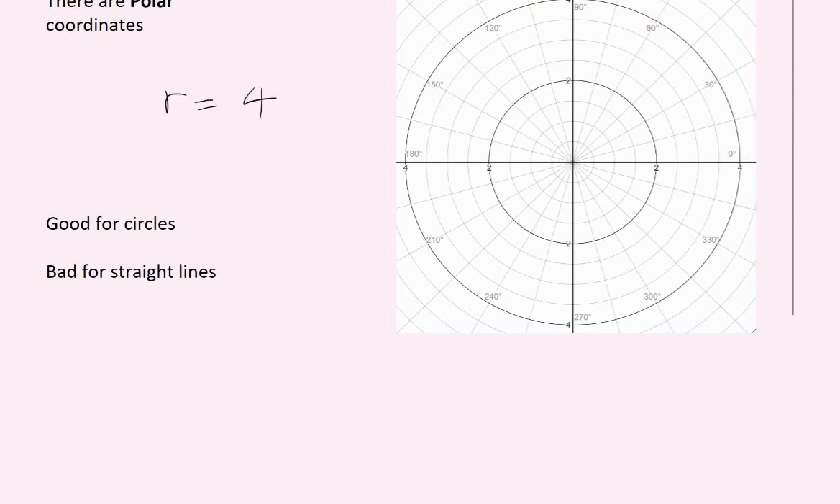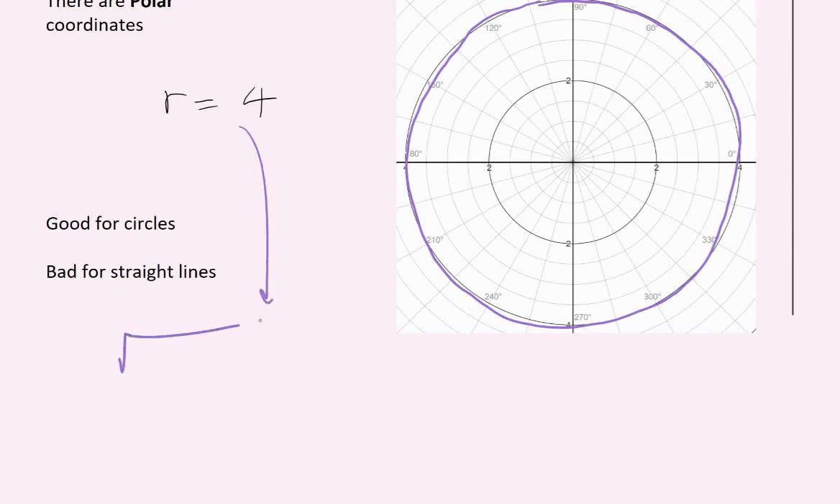And one more, if I just had r equals 4, that's going to be all points for which the radius is 4. So that'll basically give us this entire circle. So again, like I said, that's really good for circles and really bad for straight lines. So doing a straight line with polar coordinates is quite awkward. But if I wanted the same equation using Cartesian, it would look like this. So it's just a lot neater to do it in polar coordinates.